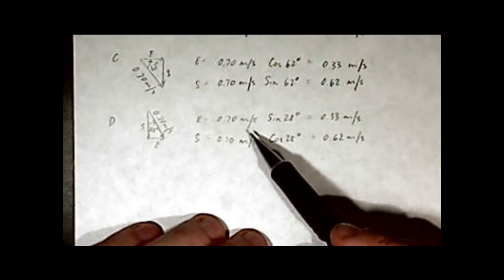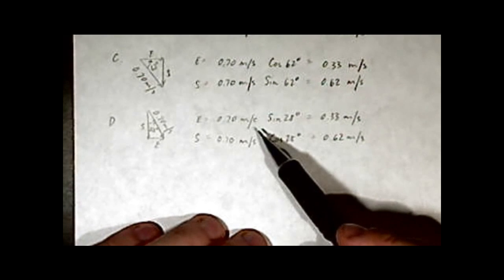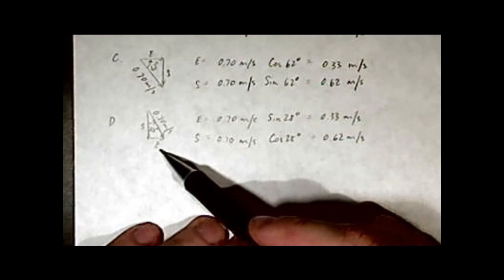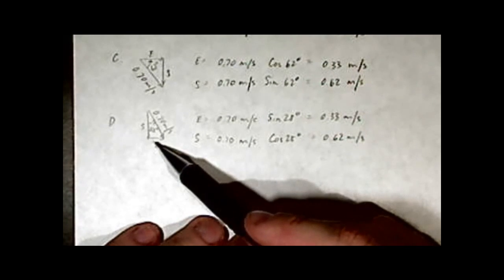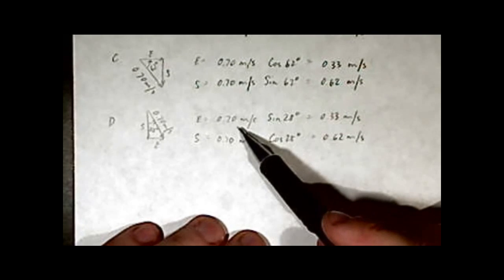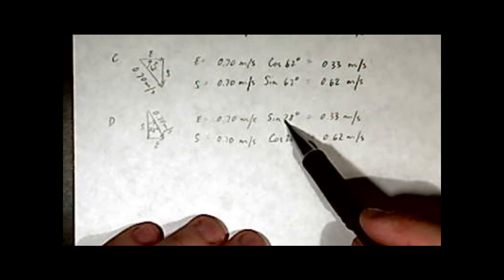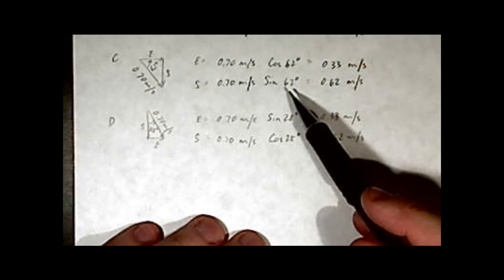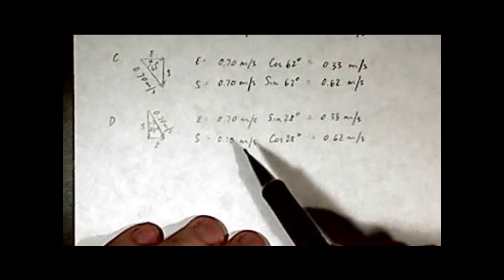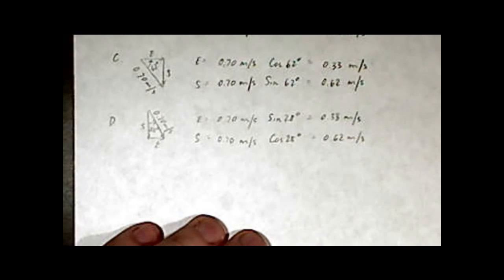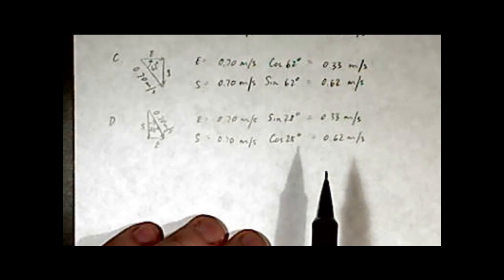Down here for D, I'm using the complementary angles, and because of the way I drew the triangle now, east is the opposite side, so I use sine. So the sine of an angle is equal to the cosine of that angle's complement, so I get the same two results, even though I've had to flip the trig function I use.